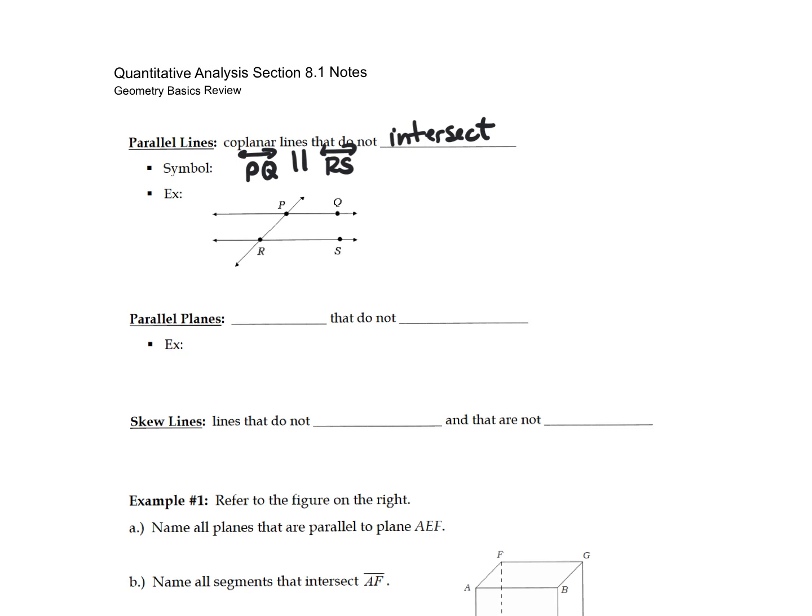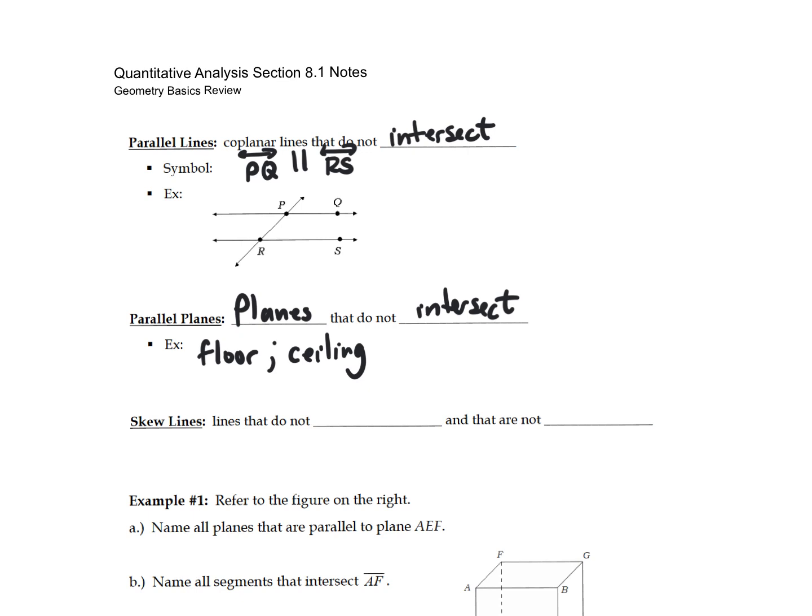So parallel planes, same thing. A plane is a flat surface. So parallel planes are simply going to be planes that do not intersect. Planes, when you get into three-dimensional space, can be a little trickier, but we'll just say the floor and the ceiling for a typical room are parallel.